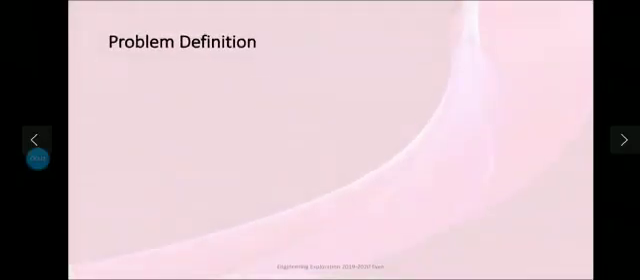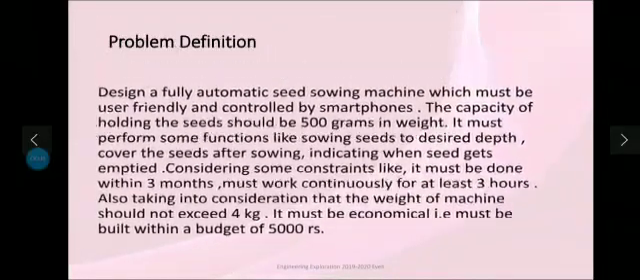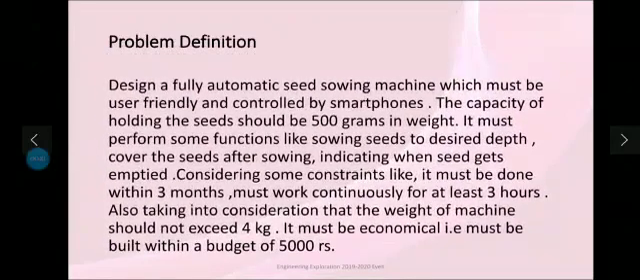Problem definition. Design a fully automatic seed sowing machine which must be user friendly and controlled by smartphones. The capacity of holding the seeds should be 500 grams in weight.